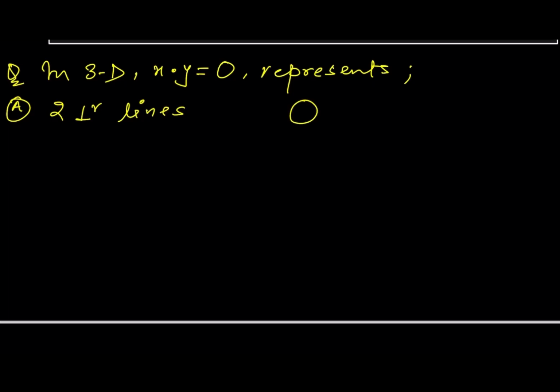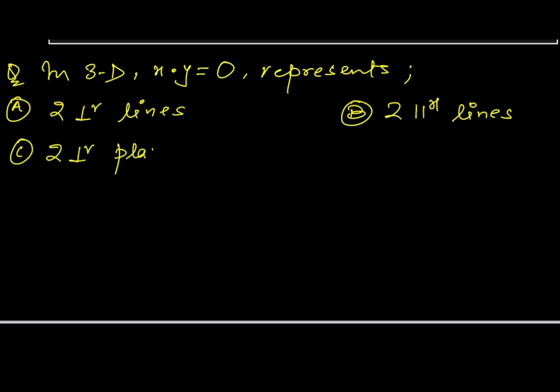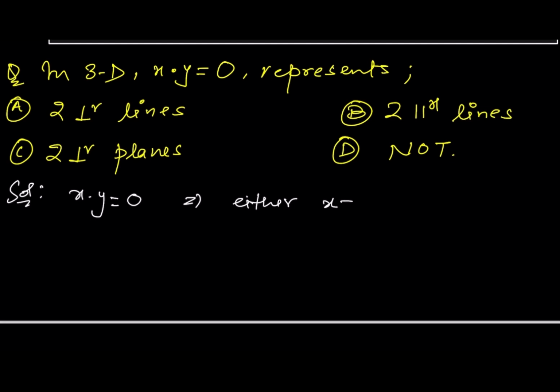Okay. The next question is: in 3D, x times y is equal to 0 represents option A, two perpendicular lines, option B, two parallel lines, option C, two perpendicular planes, and option D, none of these. So if I write the equation, it is x into y is equal to 0, right? So either x is equal to 0 or y is equal to 0.